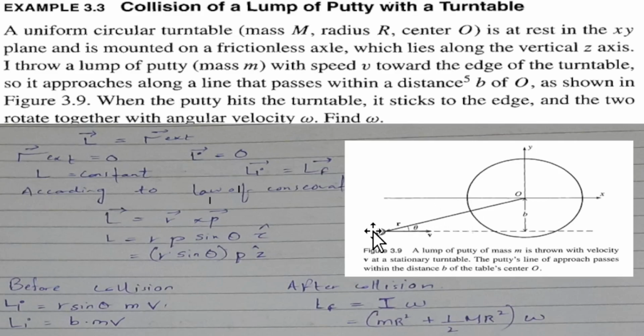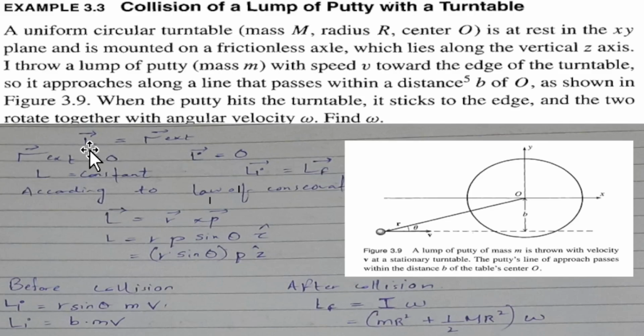I throw a lump of putty, which is a small mass, with speed v toward the edge of the turntable. When the putty hits the turntable, it sticks to the edge, and the two rotate together with angular speed, which is called omega. So we have to find the angular speed here.